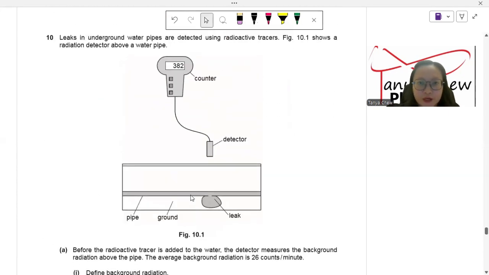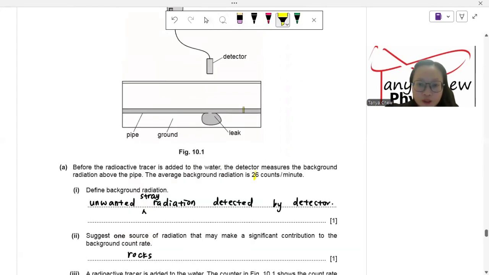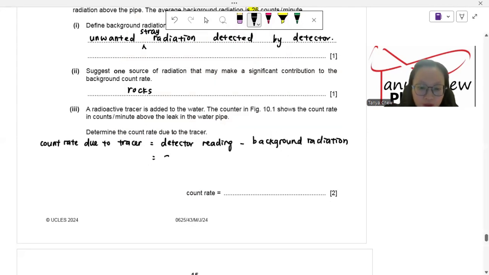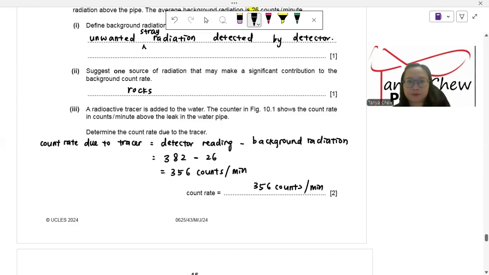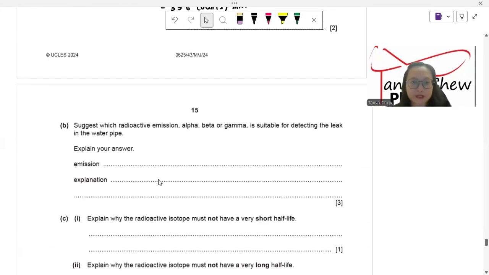So the detector reading, you just read from the counter, it is 382. The background radiation is 26 counts per minute. So I take 382 minus 26. You get 356 counts per minute. So 356 counts per minute is the answer. Now, part B suggests which radioactive emission, alpha, beta, or gamma, is suitable for detecting the leak in the water pipe. Explain your answer.